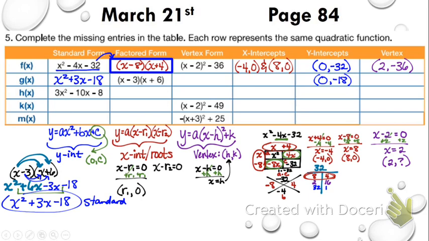Is there anything else about this table that I can fill in before we find our vertex form? You can do the x-intercepts. What are the x-intercepts? 3, comma 0. Negative 6, comma 0. Because remember, your signs flip if it's inside parentheses.